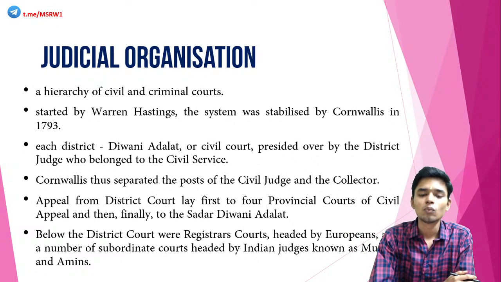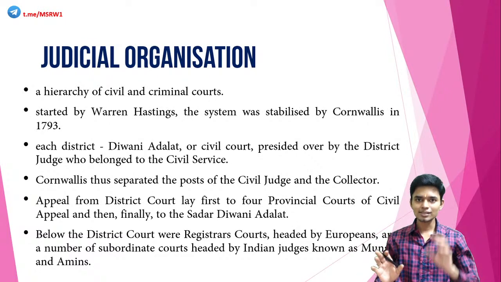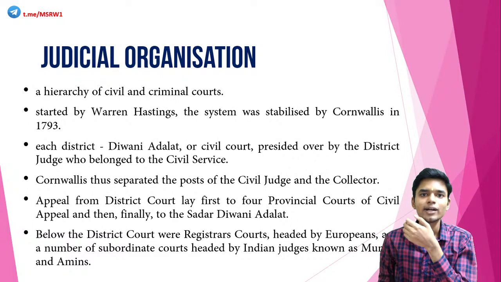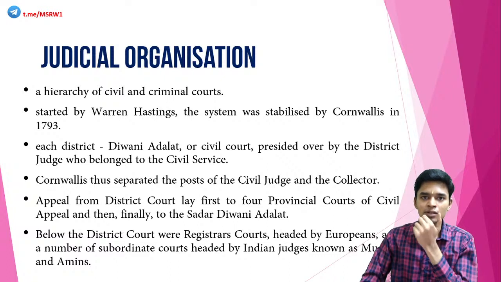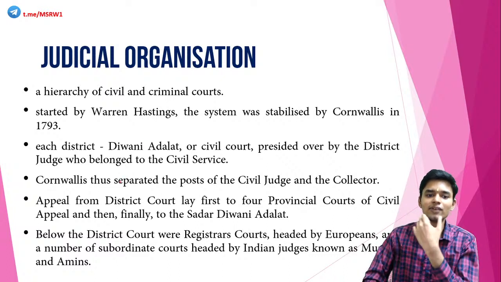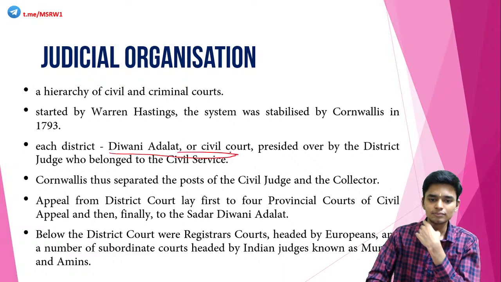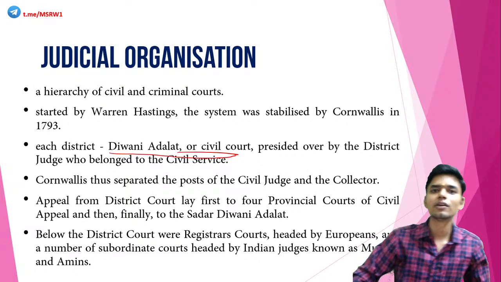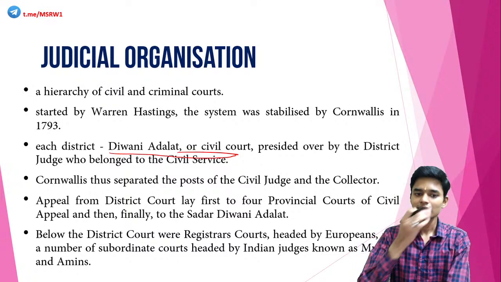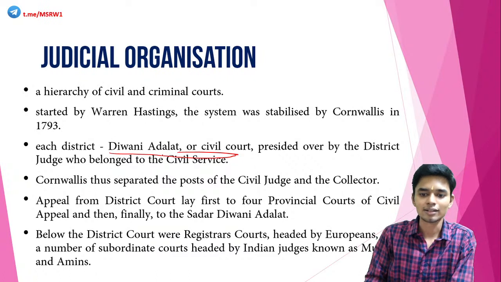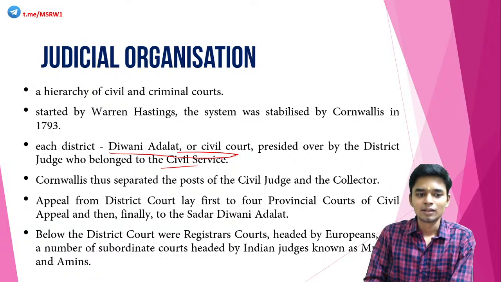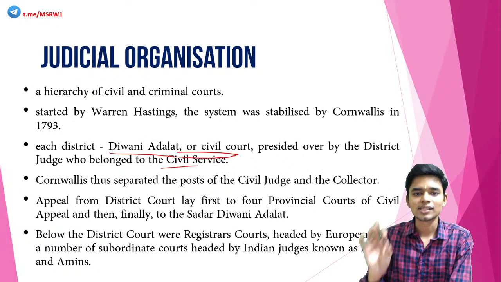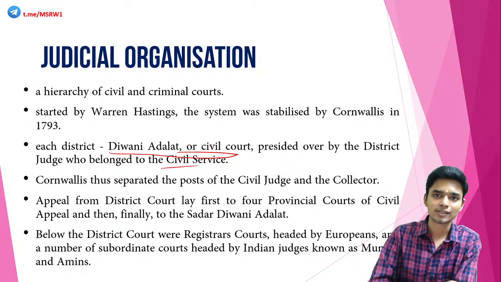It was actually started by Warren Hastings. The system was stabilized by Cornwallis in 1793. So Warren Hastings started judicial organization in India, but it was stabilized to a greater extent by Cornwallis in 1793. Each district was given a Diwani Adalat, or a civil court. We are going to look into the civil aspect first, and then the criminal aspects. Each district had a civil court named Diwani Adalat, presided over by a district judge recruited from the civil service.